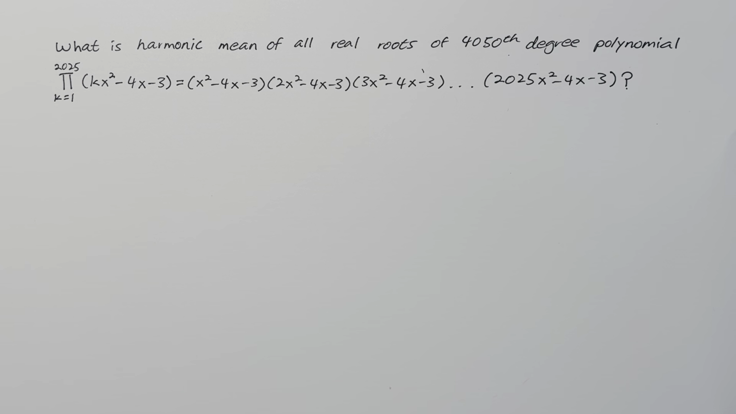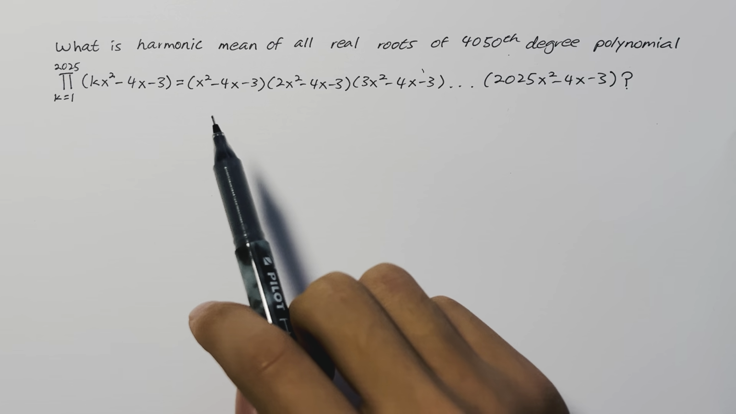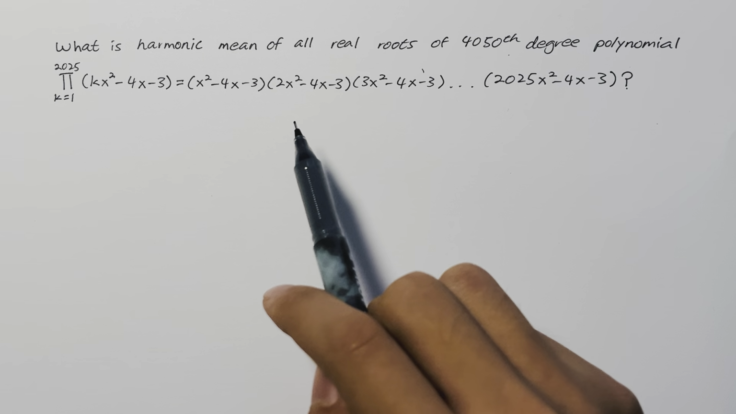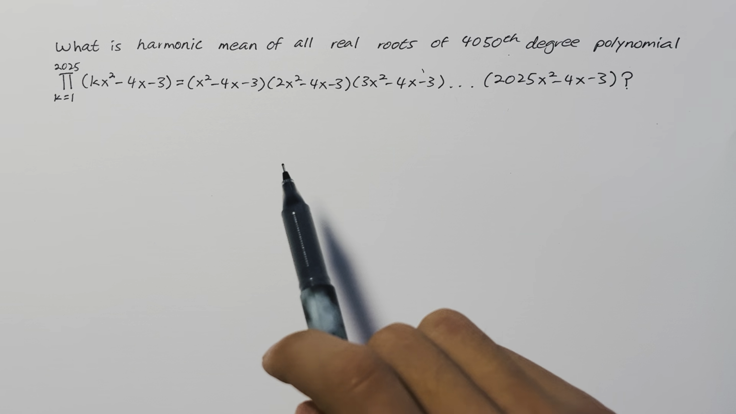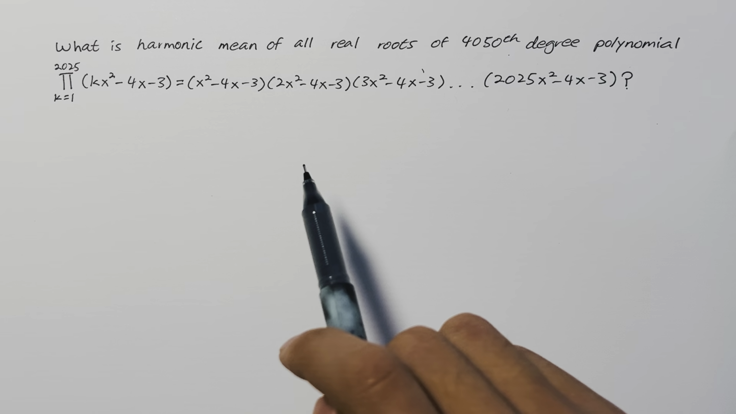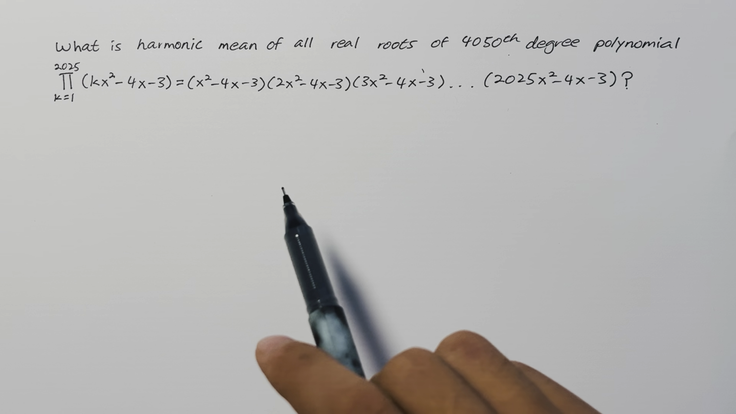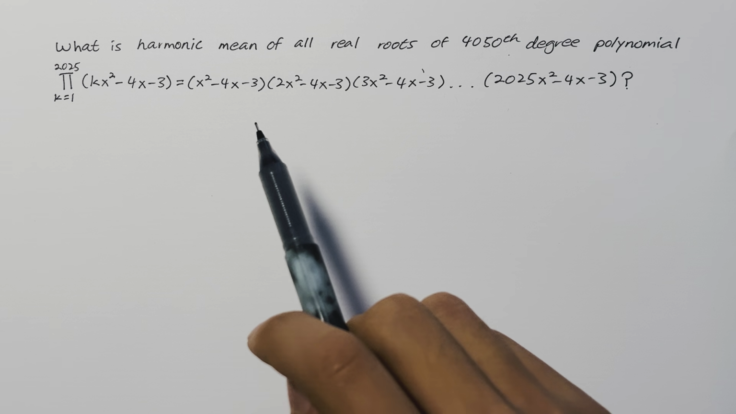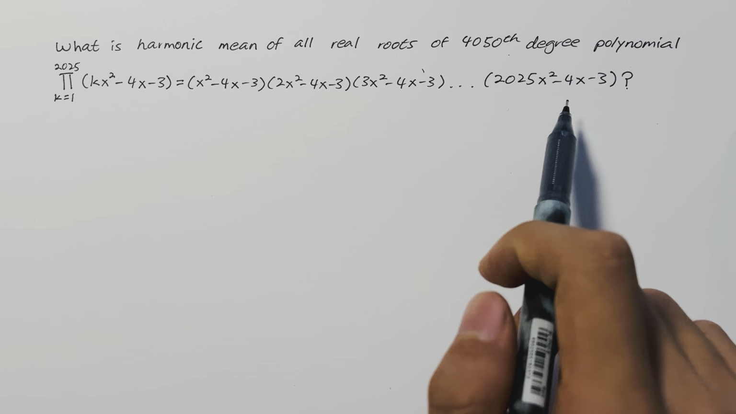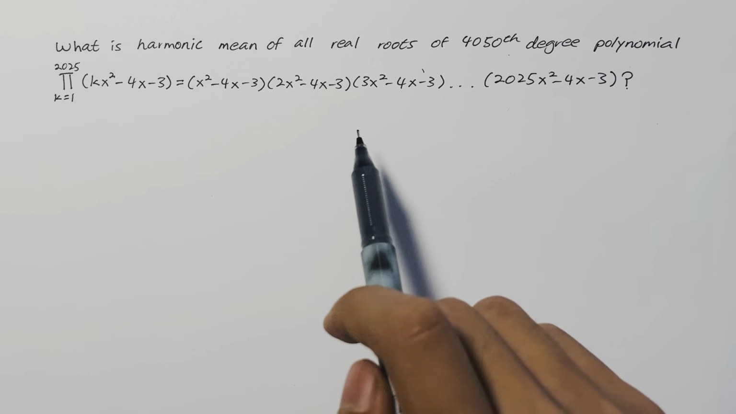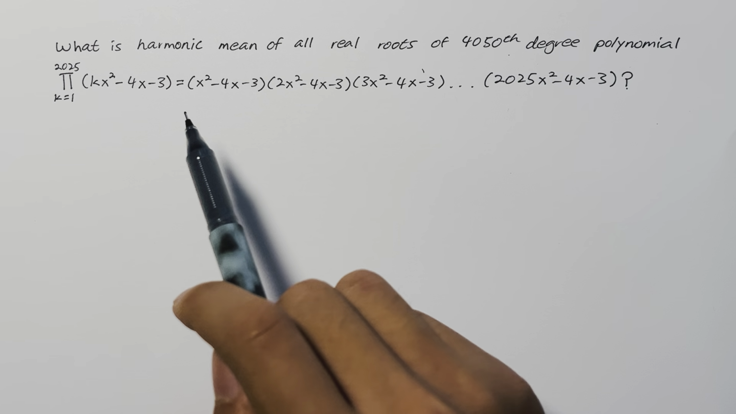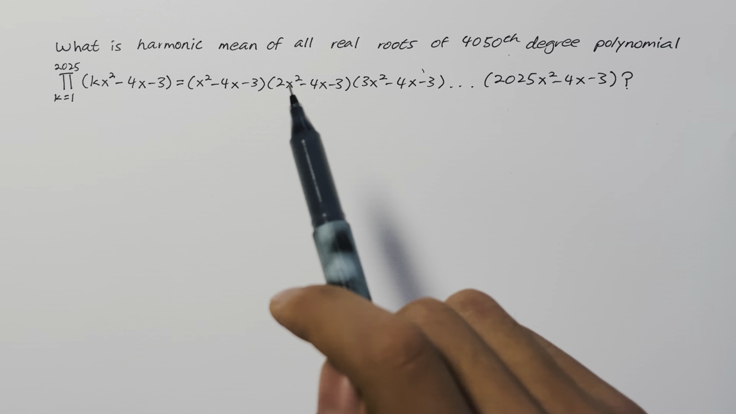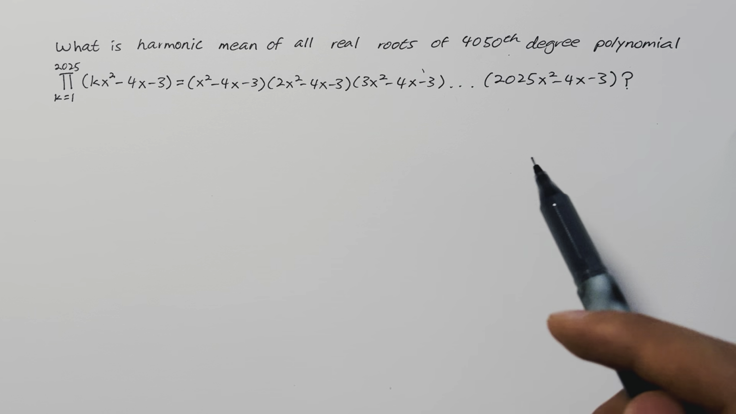So basically, this polynomial will equal x squared minus 4x minus 3 times 2x squared minus 4x minus 3 times 3x squared minus 4x minus 3 all the way to 2025x squared minus 4x minus 3. So the difference between each of these quadratic polynomials is the coefficient of x squared, which increases from 1 to 2 all the way to 2025.